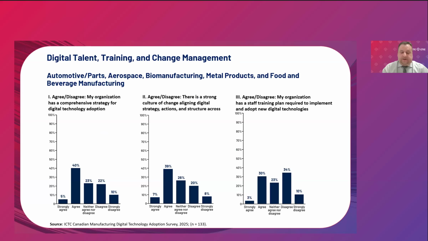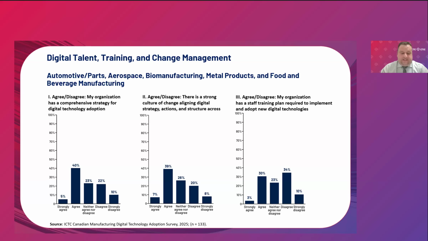And then when it comes to the human factors for digital technology, such as recruiting digitally skilled talent and training the manufacturing workforce, Canadian firms reported wanting to be innovative and forward-looking, but sometimes they didn't have the critical planning pieces in place to effectively adopt digital technology. For example, only 45% of manufacturing respondents reported having a comprehensive digital technology adoption strategy. And if you don't know where you're going, you're never going to get there. It gets way harder to build those tech stacks out over years. 46% reported a strong culture of change, aligning digital strategy with actions. And then 33% reported having a staff training plan to help with new digital technologies. So less than half across the board.